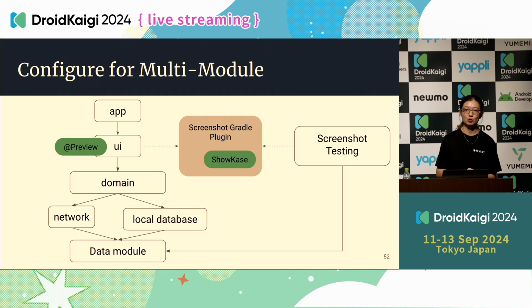And the UI module has many sub-UI modules. For any sub-UI module you want to include in the screenshot testing process, just simply add the Gradle plugin. Because Showkase inside the plugin has been implemented once, any preview composables will automatically be included in the testing method.